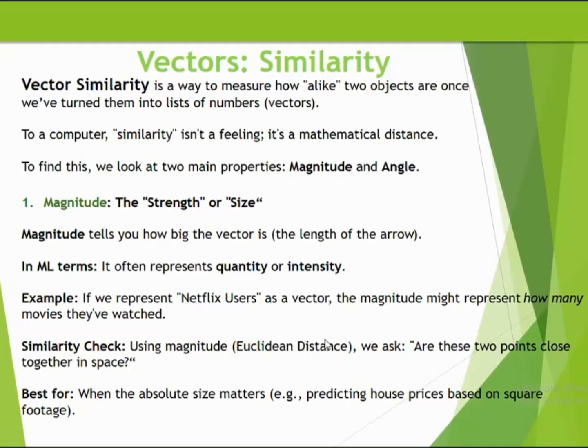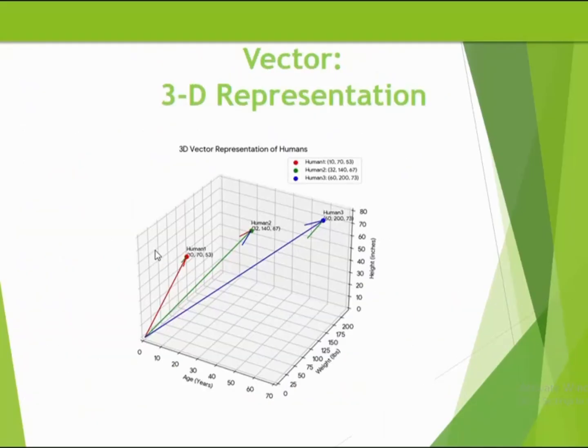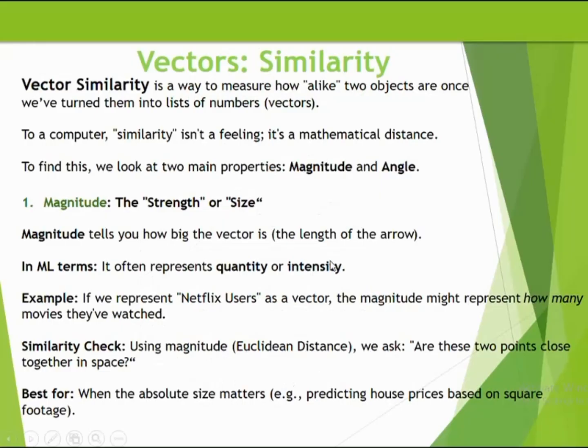So it is actually a mathematical distance. Majorly two properties we have already talked about, magnitude and angle, and these are used to identify the similarity. As we said, magnitude identifies the strength or size of a vector, which means how large the length of that arrow is, which we saw in the previous picture. It will be identified with the help of the magnitude part of the vector. In machine learning terms, it is kind of a quantity or intensity.